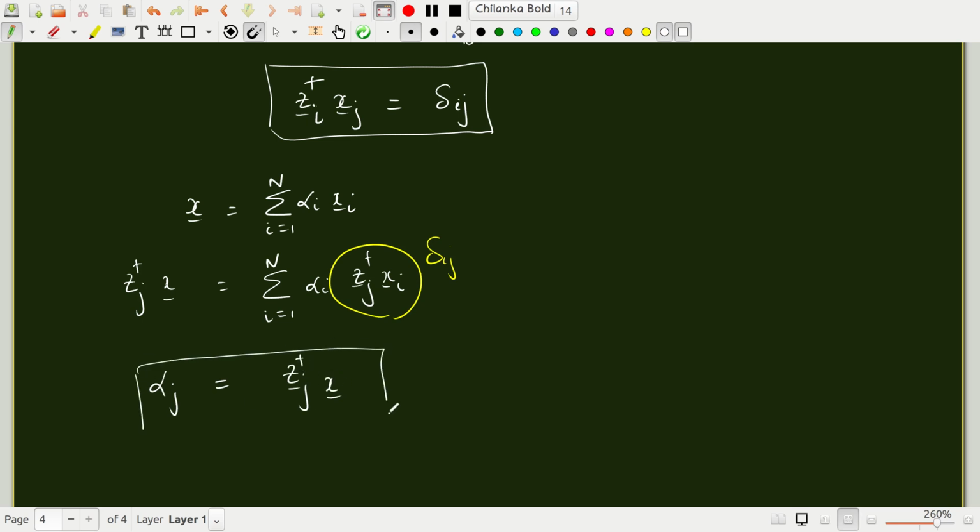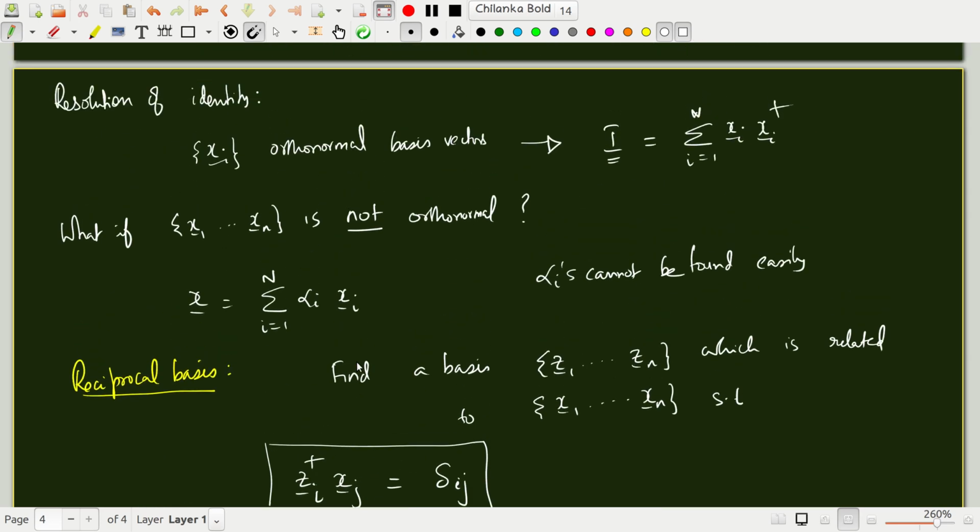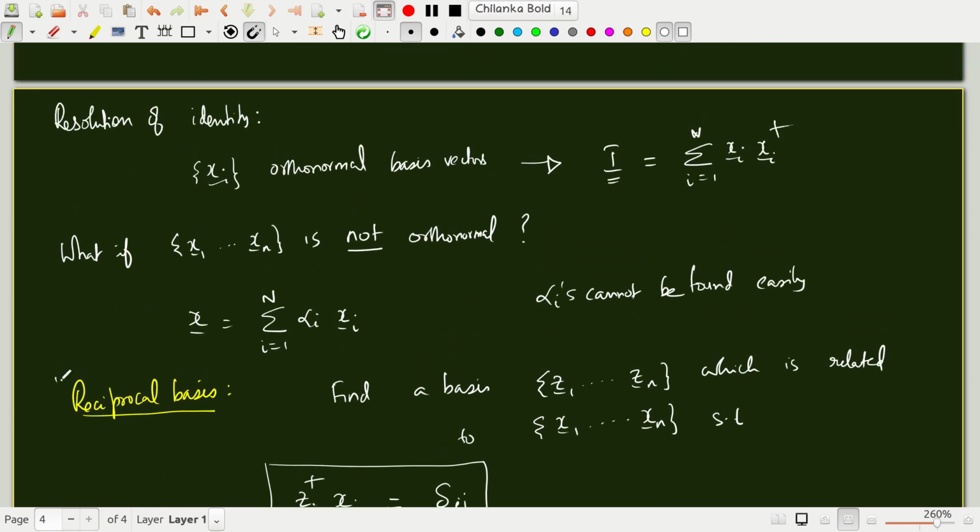Okay, this is how one computes the coefficients if you have a non-orthogonal basis, but you must construct the reciprocal basis first, and then the calculation of the coefficients becomes as simple as if you had an orthogonal basis or orthonormal basis. Okay, so this is the advantage of reciprocal basis. So this is called the reciprocal basis.